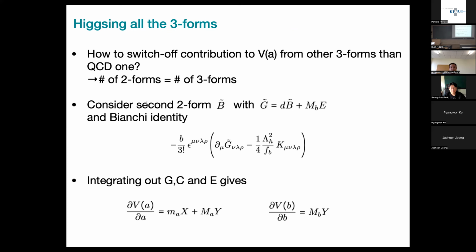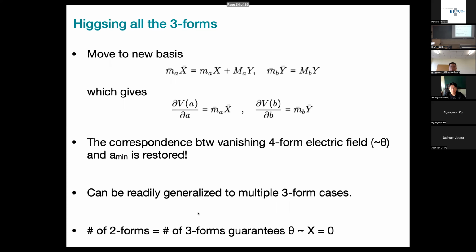To see how that works, let's think about the introduction of a new two-form, B tilde, which couples to the extra three-form in this way. Then you go through the Bianchi identity and the dualizing procedure. In the end, dualization will give you the relation between the axion potential and this new Lagrange multiplier, let's say the B axion. This gives the axion potential and the B axion potential in terms of the field strengths of the three-forms. You can quickly see that dynamically, if B is heavier than the QCD axion, it will be driven to the global minimum, where this is zero, and then this is equal to the max here. But this is not true because this is an interaction eigenbasis, so we have to move to the mass eigenbasis.